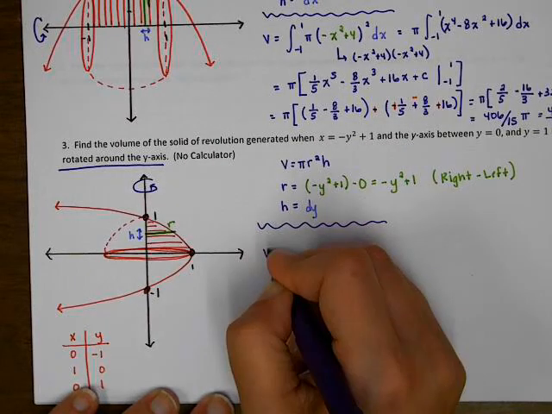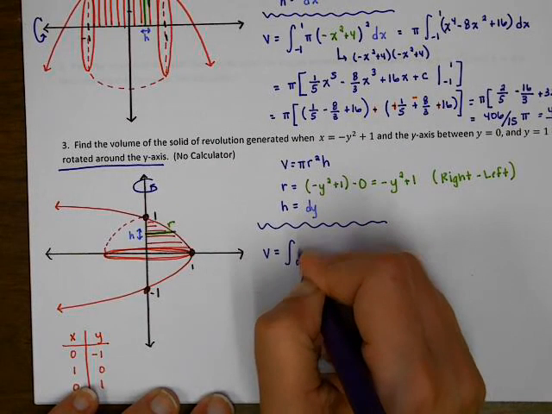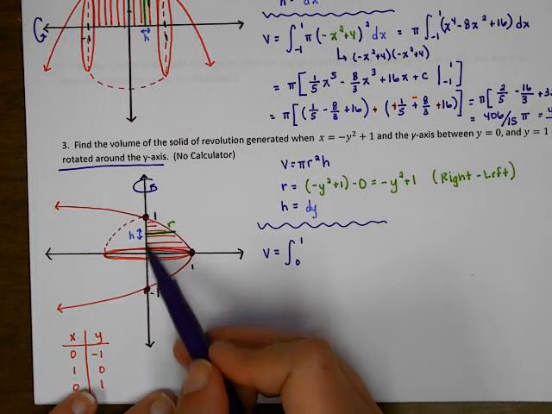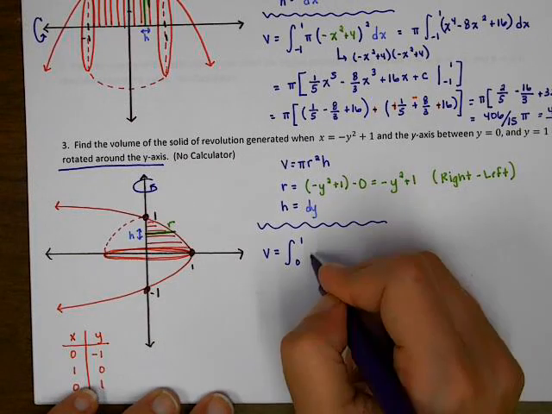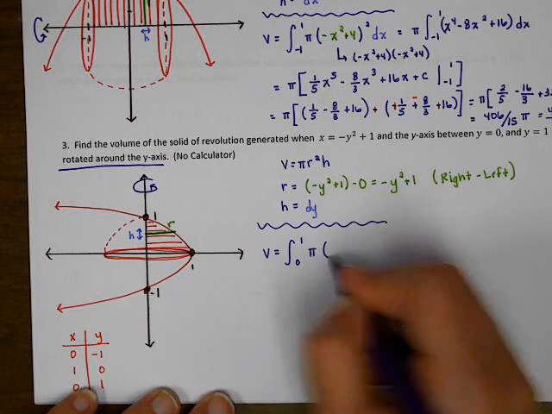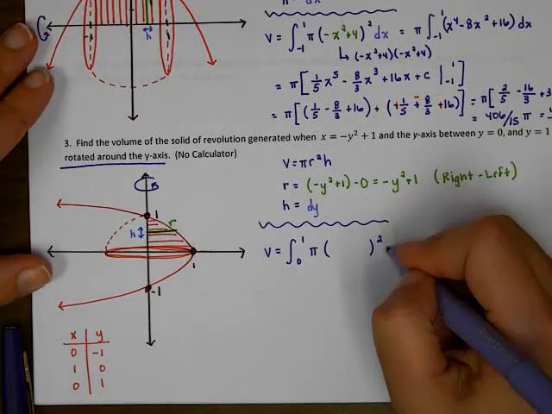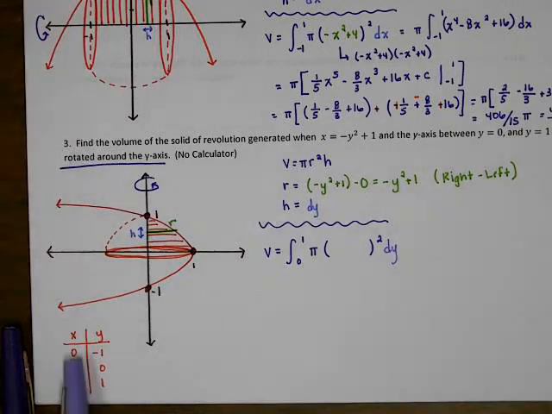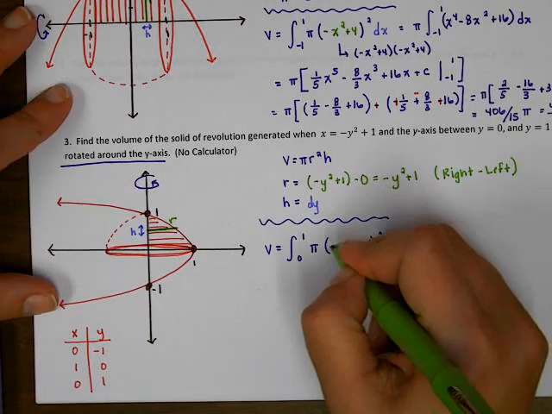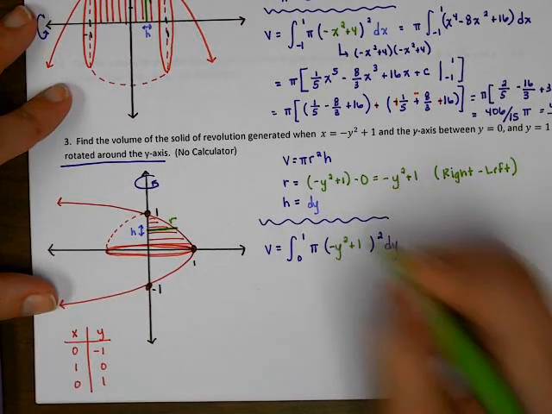So my volume would be the integral from 0 to 1, because those are the y values here, of pi times my r squared times my h. In this case, my h is dy, and my r squared is negative y squared plus 1.